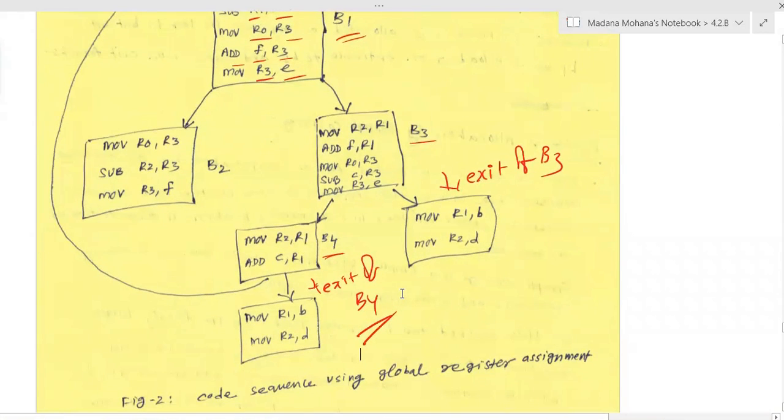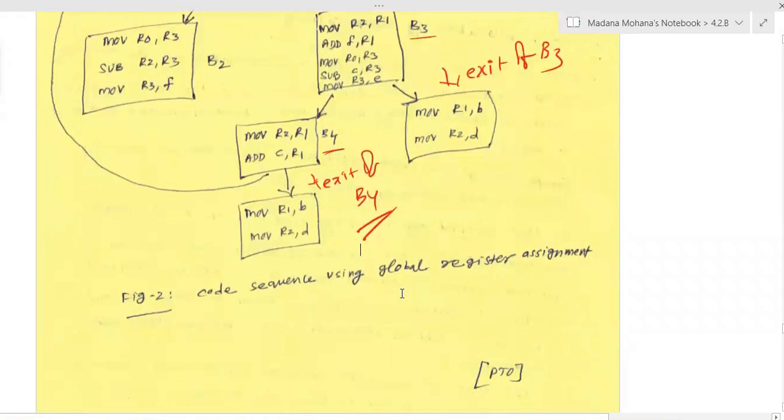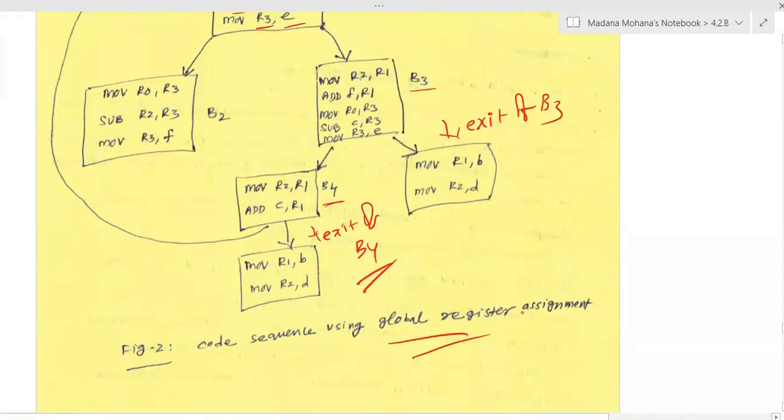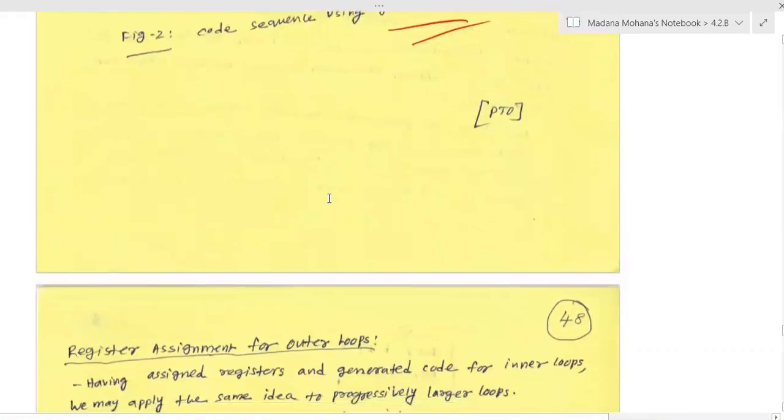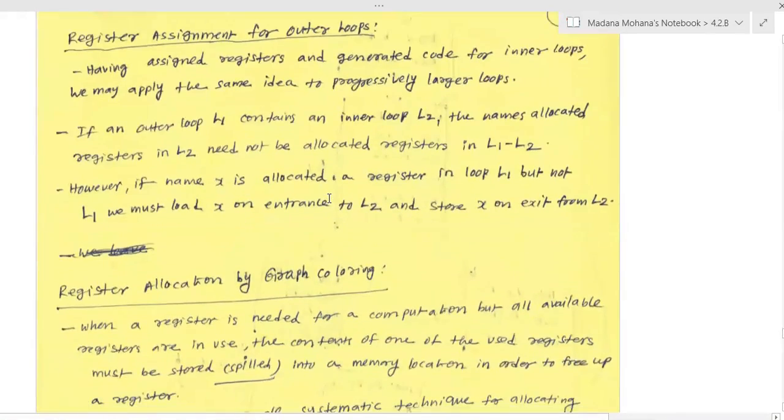So after finding the usage counts, now code sequence using global register assignment for the above flow graph. Same flow graph, but every 3 address statement is converted into the target code sequence, which is in an assembly language program. Okay, now that is for the inner loop. Then for outer loops, how will the register assignment be done?